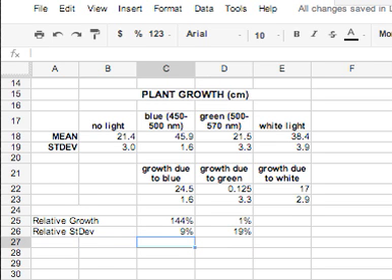Our next lesson will be on how to generate a chart that describes the data most visually.